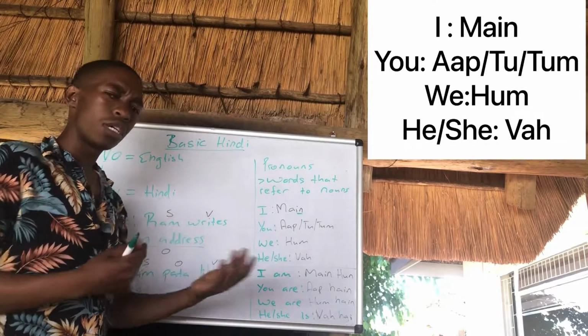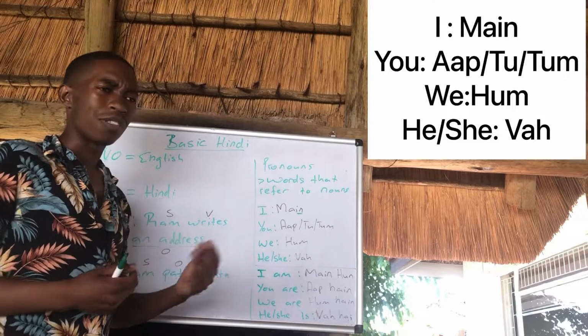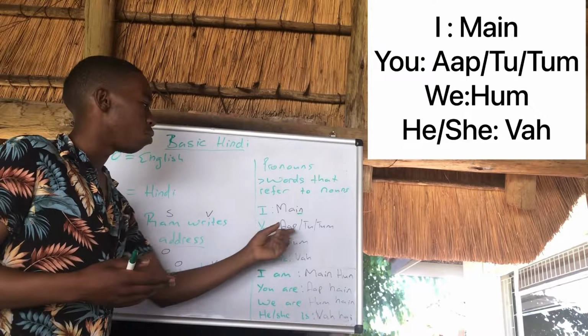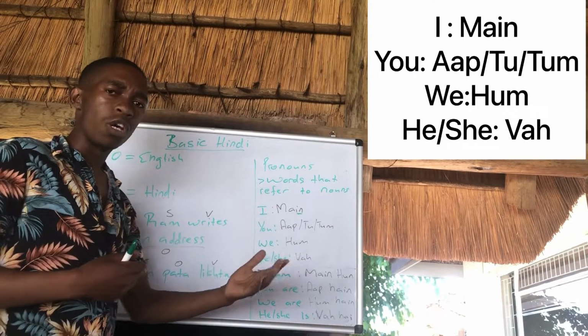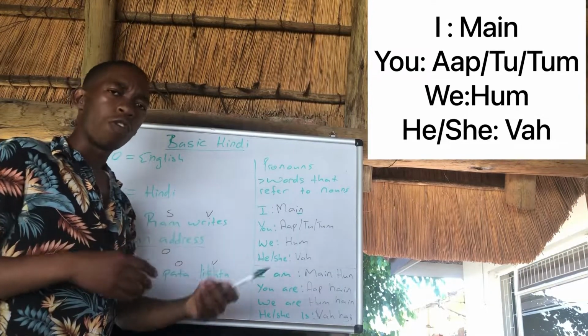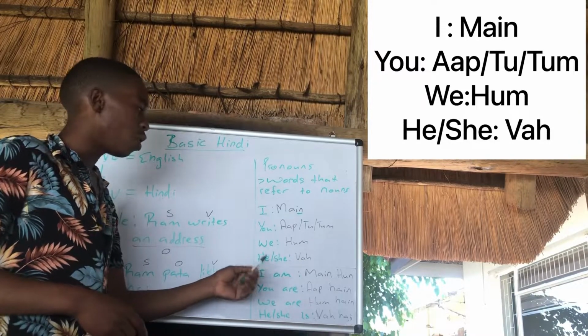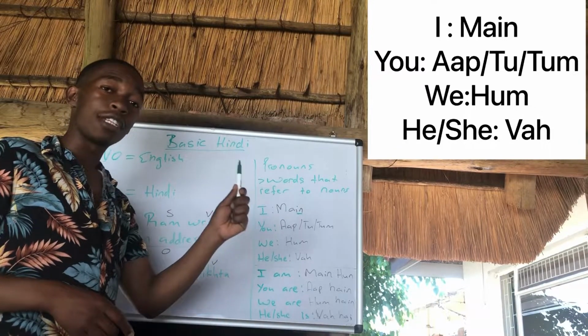Tu, you use it amongst your friends, and maybe your parents as well, you can use tu. But most of the time you refer to them as aap, just to show respect. And tum is the same thing. Tu and tum are more informal. Then we have "we," which is hum. And then he or she. He or she has the same word.